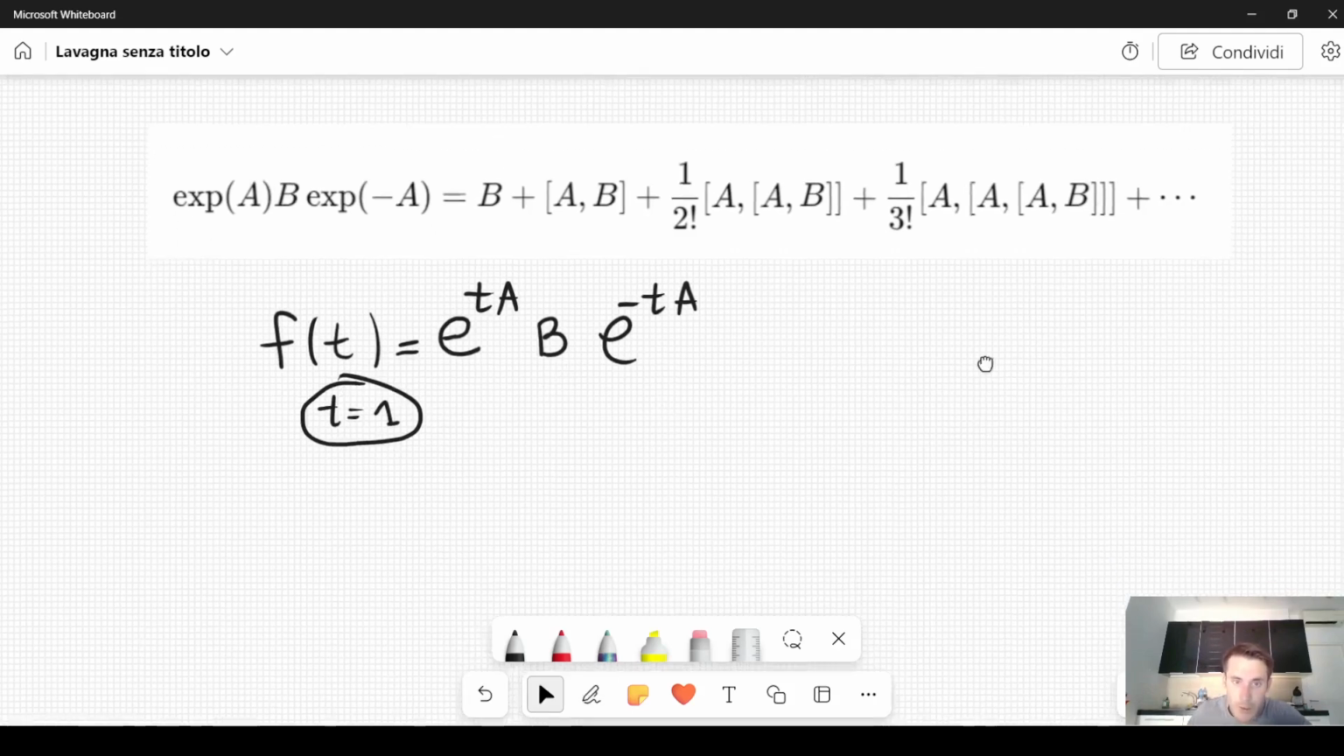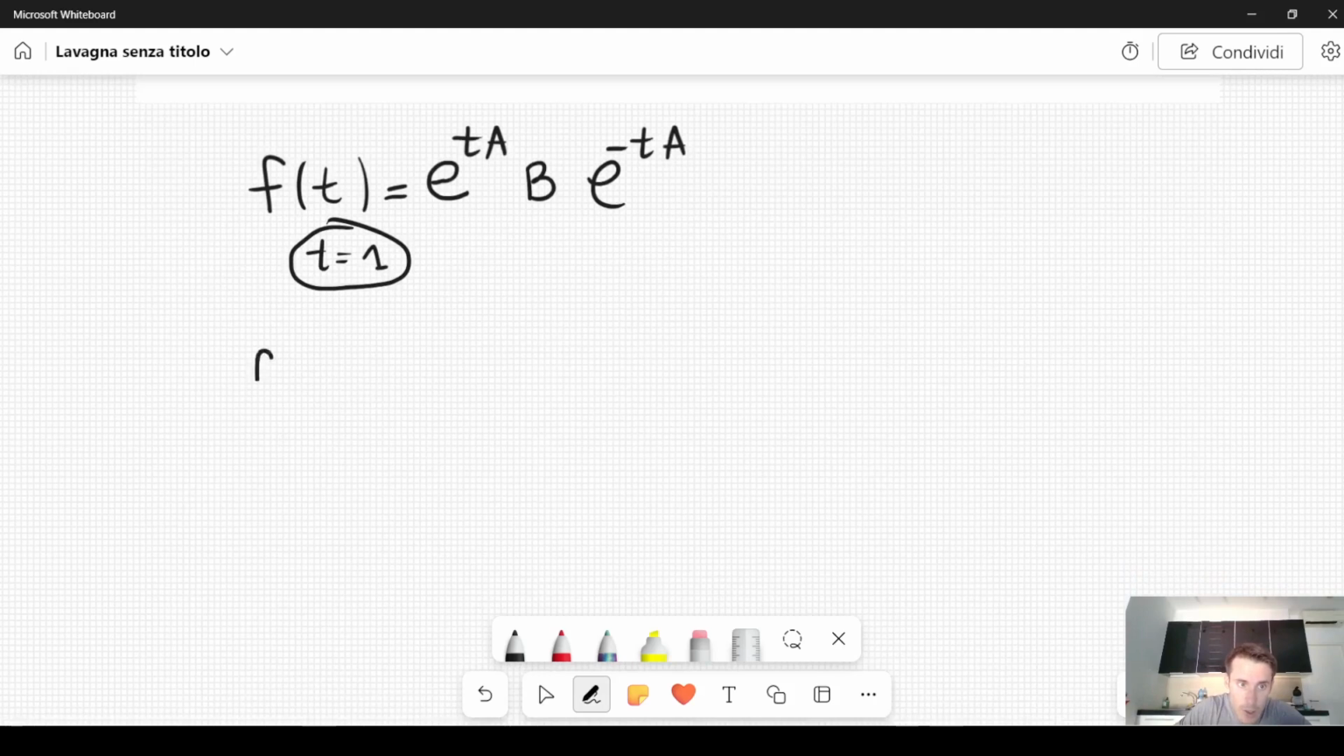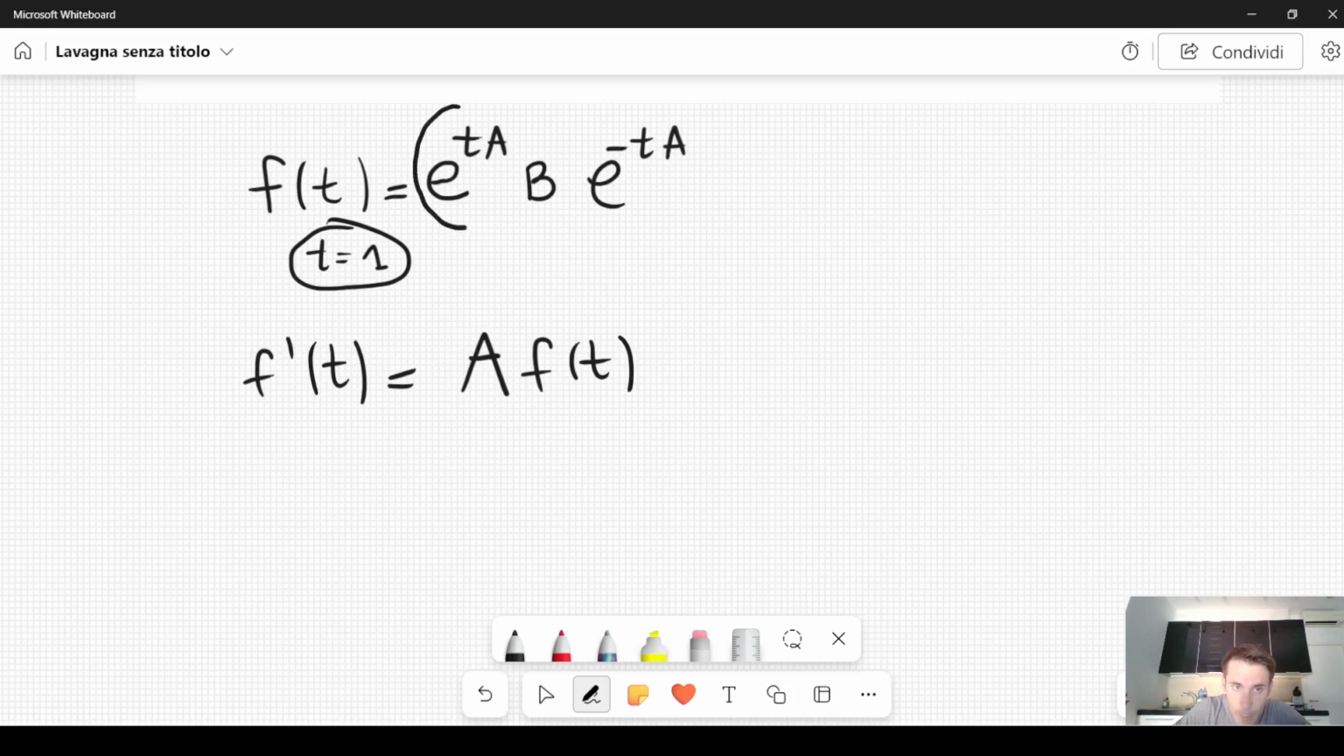What I'm going to do now is take the derivative of this function, so f prime of t. When I take the derivative, we have a product of functions, as you can see. So first we take the derivative of this, which will give us A times all this quantity here, which is f of t. And by the way, A commutes with this operator here. So we can write it like this, or if you want, we could also have written it in the following fashion: e to the tA, A B, e to the minus tA. You can show that this coincides with this because these two operators commute.